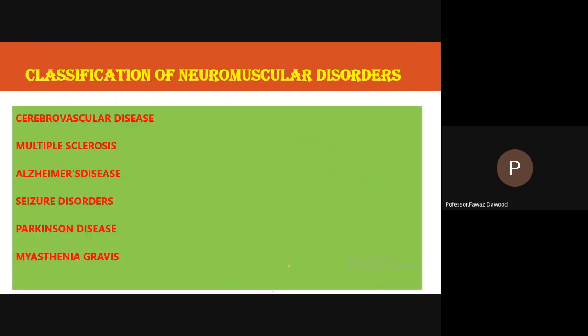We could classify the neuromuscular disease according to the following: CVA, cerebral vascular disease; MS, multiple sclerosis; Alzheimer's disease; seizure disorder, epilepsy; Parkinson's; and وهن العضلات, the myasthenia gravis.